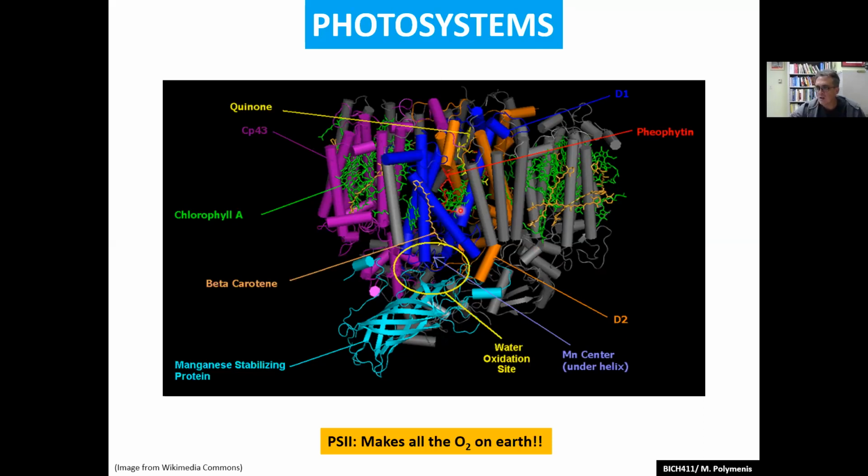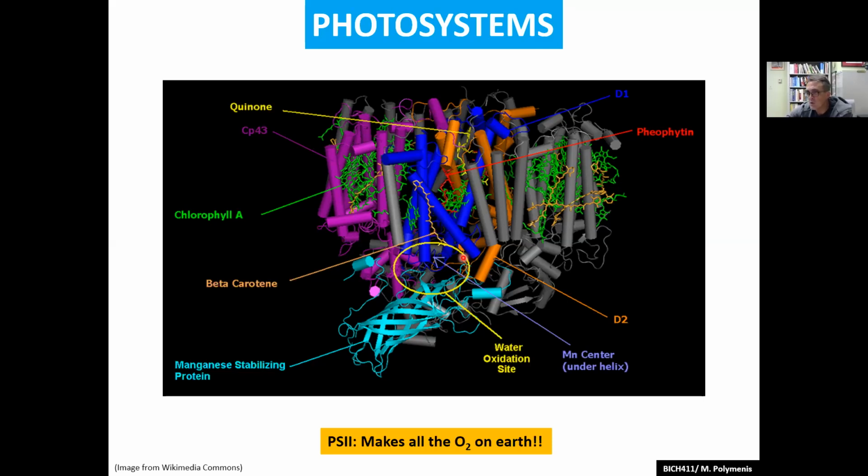So it's astounding. We have an amazing substrate that we all depend on. We can't live without it, and this is how it's made. All the oxygen that has ever been made on this planet is made by this complex. I mean, that's quite a statement. So you see a bunch of things.